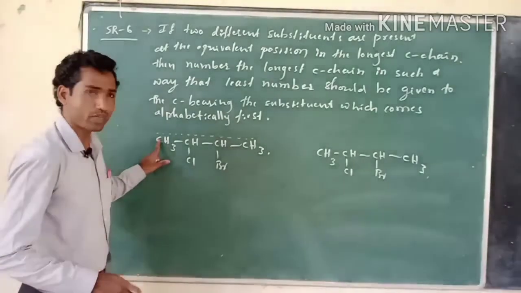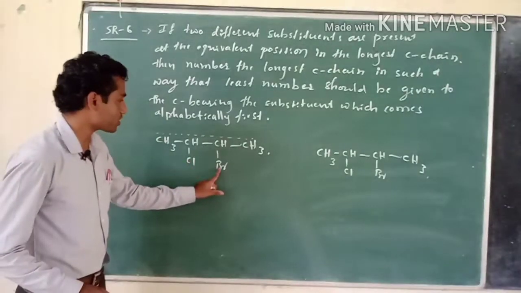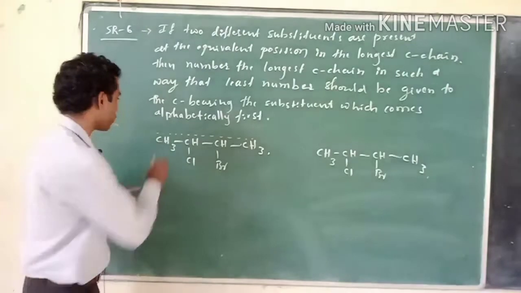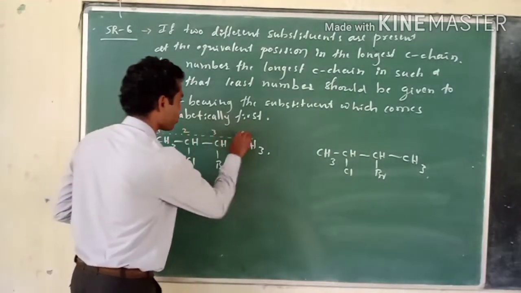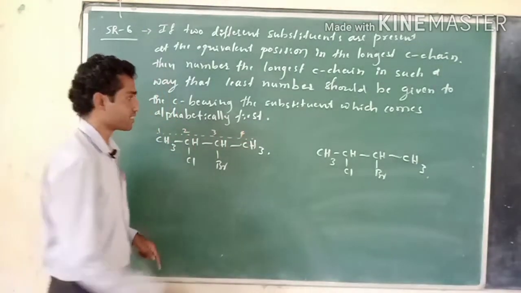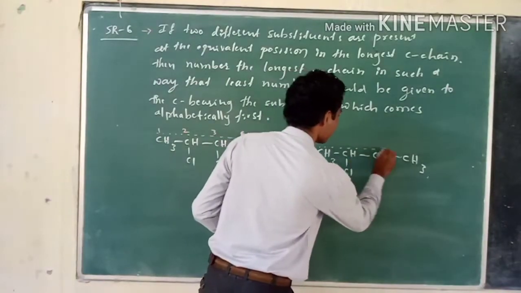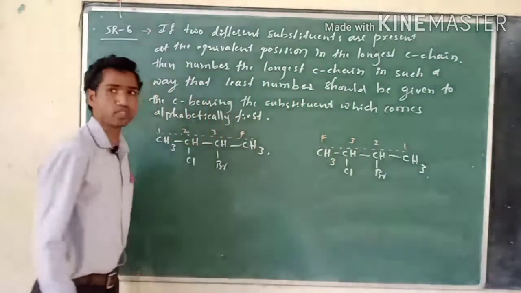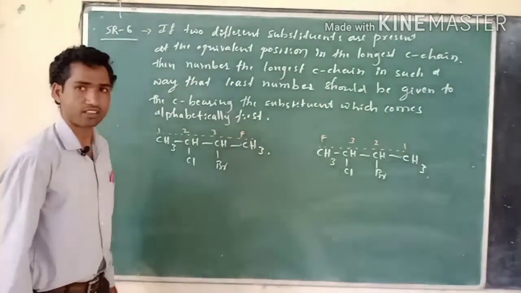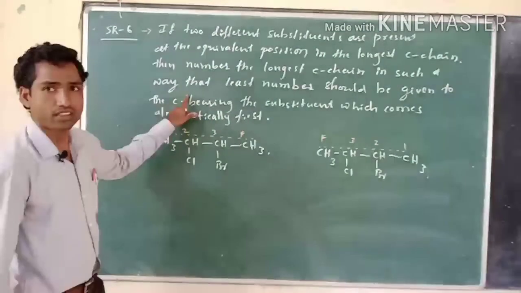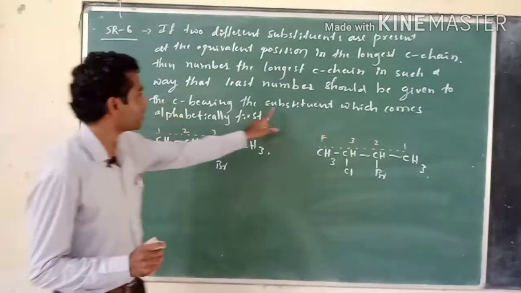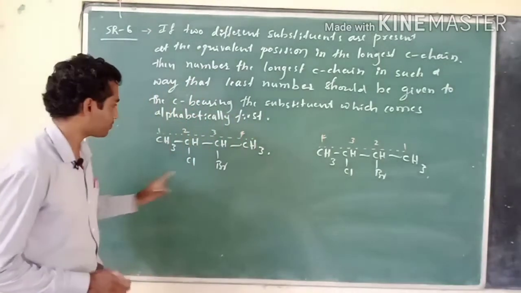There are two possibilities because there are two different substituents at identical positions in the longest carbon chain. Therefore, one way is 1, 2, 3, 4. This is one way of numbering. The second method is 1, 2, 3, 4. This is the second way of numbering the molecule. So which one is correct? According to this rule, number the longest carbon chain in such a way that the least number is given to the carbon bearing the substituent which comes alphabetically first.